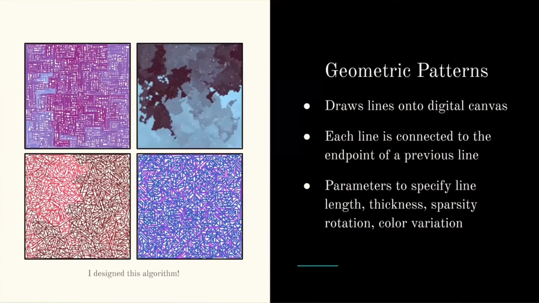So here are some of the images, so you can get an idea of these different patterns and visual designs we're going to generate. This algorithm, we called it the geometric patterns algorithm, and it just draws lines on a canvas. Each line is connected to a previous line at the endpoints, and there's a lot of ways you can vary the algorithm for how it's drawing these lines step by step. You can vary the length of each line, the thickness, the sparsity, the rotation, the color variation, things like that.